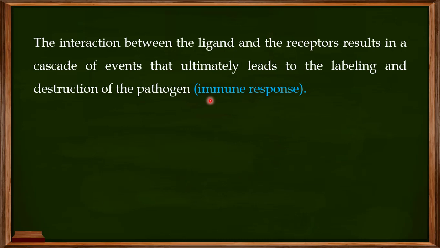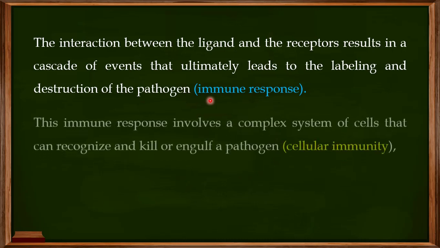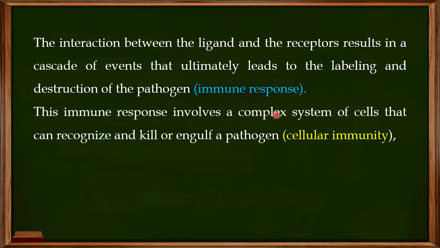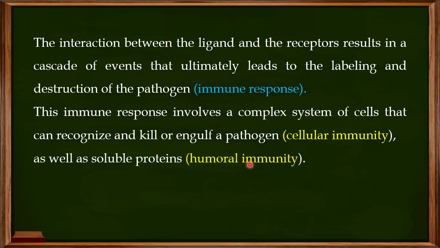Now, this immune response, as I've told you in my previous videos, can involve a complex system of cells that can recognize and kill or engulf the pathogen. In that case, you can call it cellular immunity, as well as soluble proteins, in which case you can call it humoral immunity. So this immune response would be a combination of cellular immunity and humoral immunity, thereby clearing the pathogen from the host.